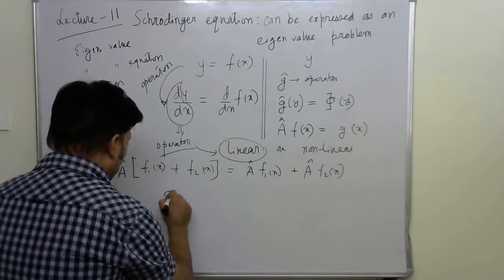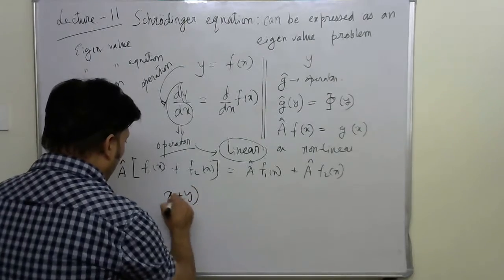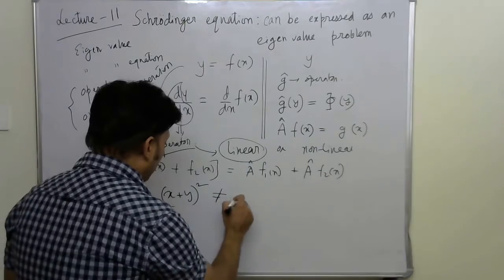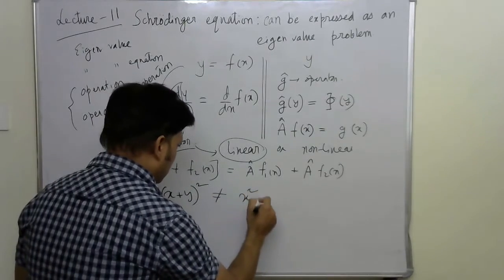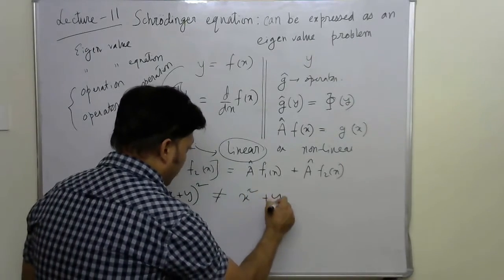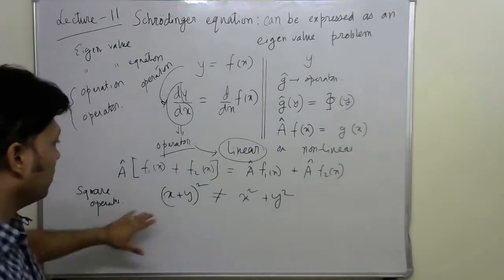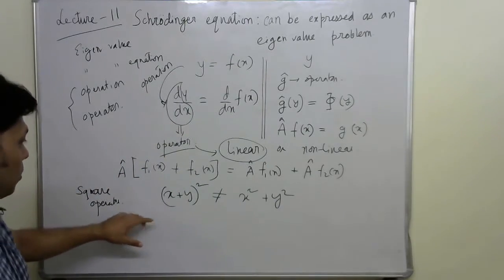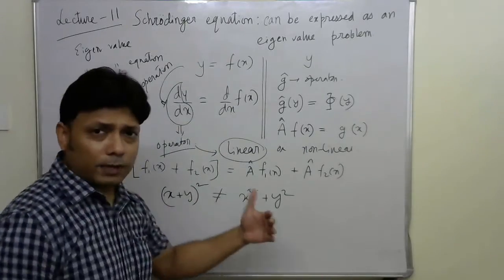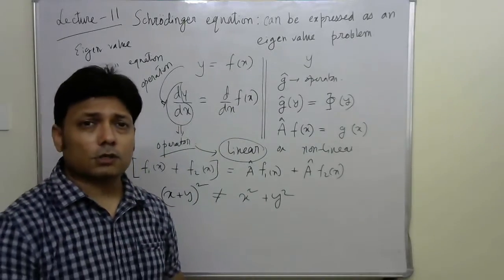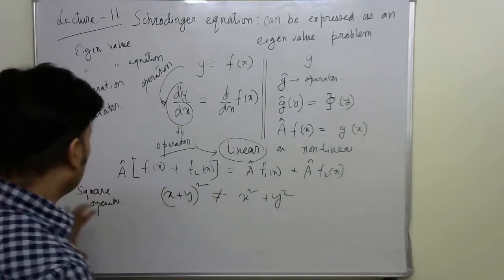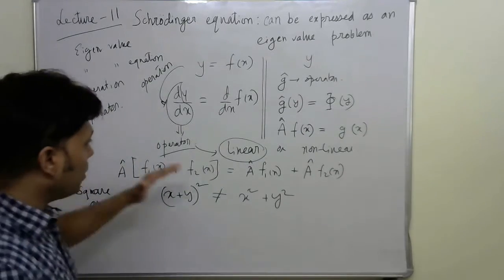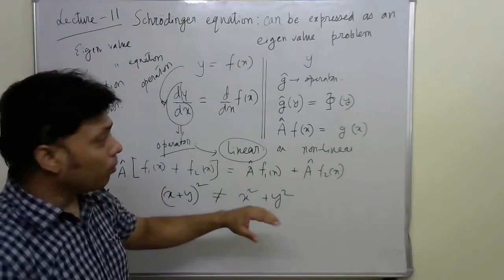For example, you take x plus y and the operation is whole square. So (x plus y) whole square is not equal to x square plus y square. So this is a non-linear operator. Another example of a non-linear operator is the square root. Now we have a very brief idea about a linear operator and a non-linear operator.